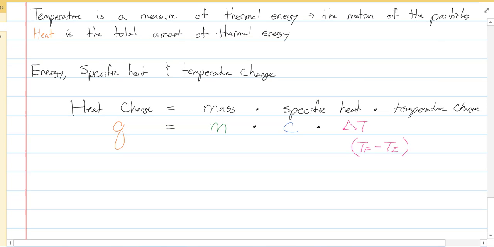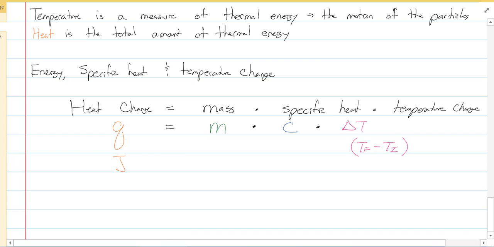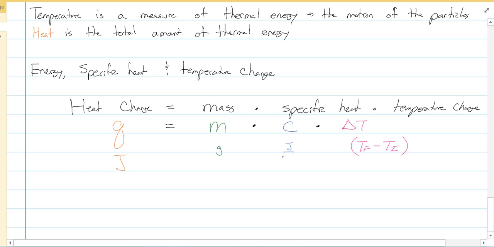Heat change is measured in joules. Mass, most of the time, will be in grams. Specific heat is joules per gram degrees Celsius, and then temperature can be in Celsius or Kelvin. Most of the time, it'll be in degrees Celsius.